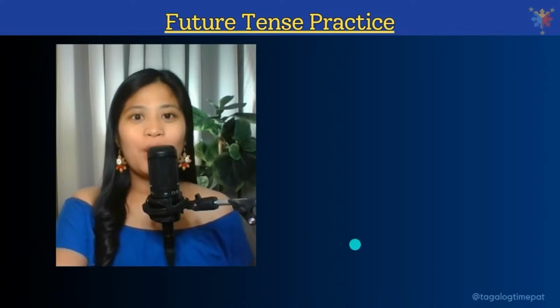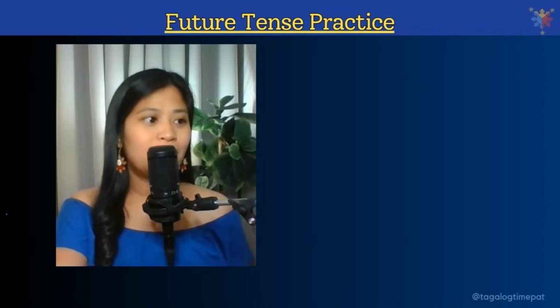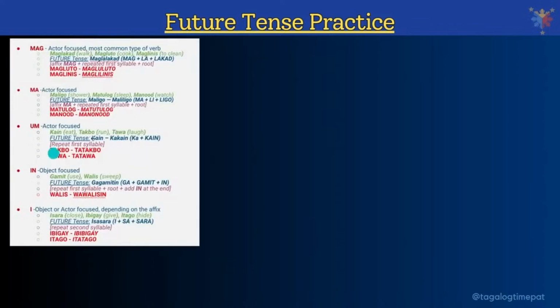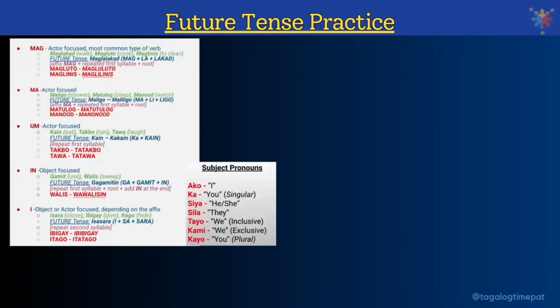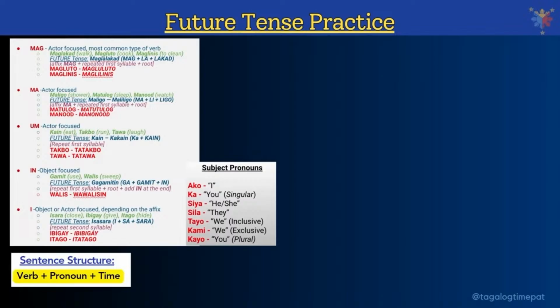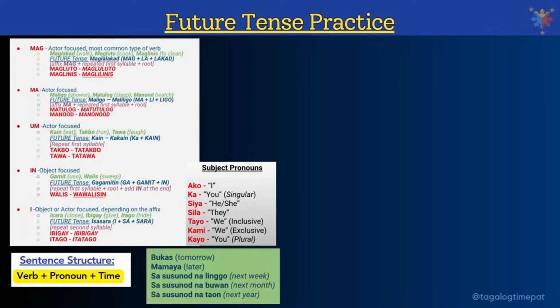Now let's do some practice questions. I'm going to turn off my screen again. In the top left corner are the future tense conjugation patterns that we learned for all of the verbs. Then are the subject pronouns. And then it's the sentence structure down in the bottom left corner. And now in the green are some vocabulary terms to indicate future tense.